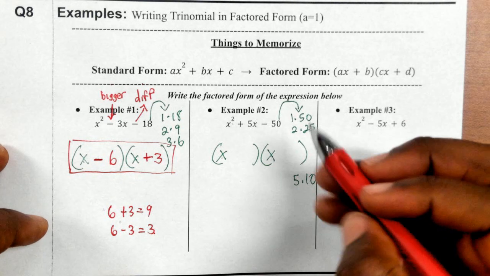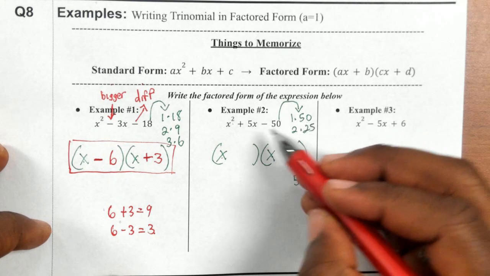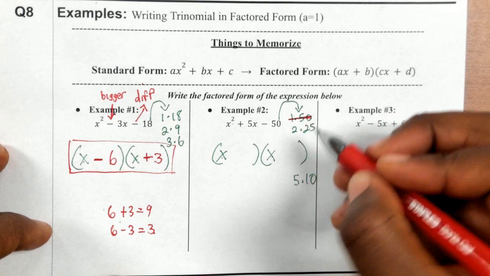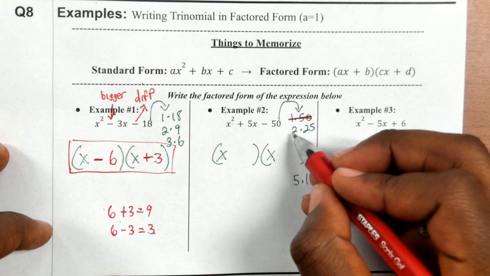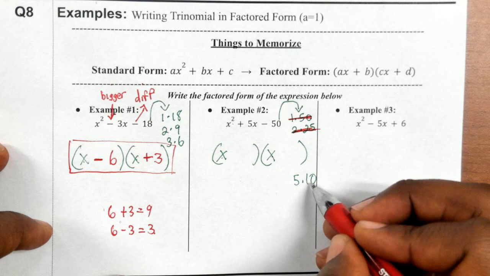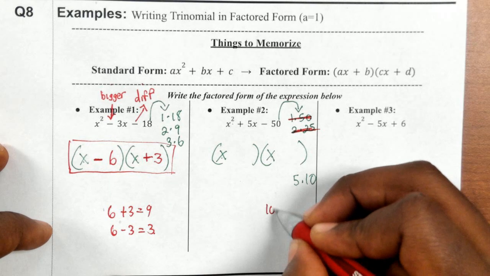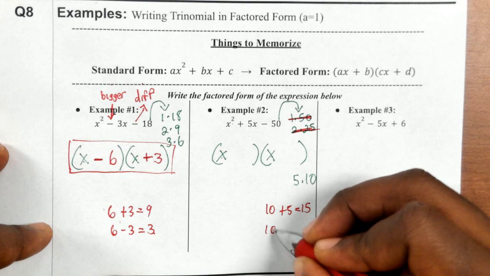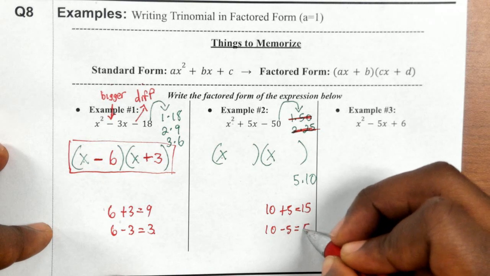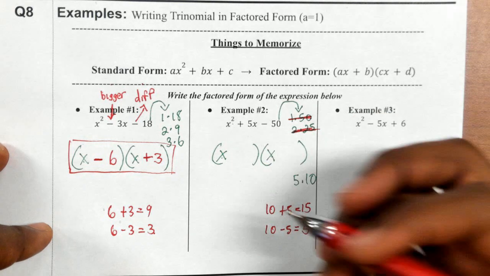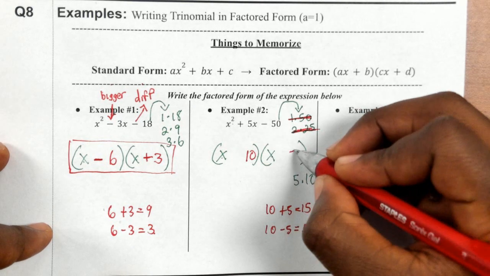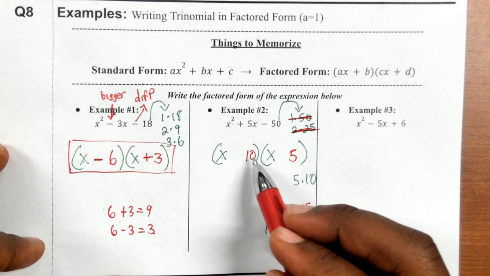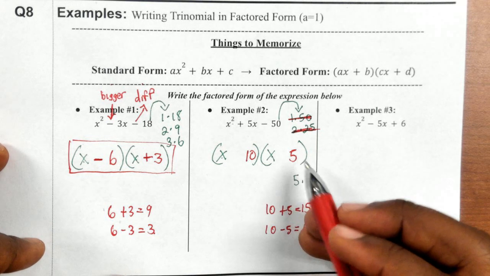Now I need to figure out which one would add or subtract to give me 5. 1 and 50 would not work. 2 and 25 would not work. 5 and 10 would. Because if we did 10 plus 5, even though that gives me 15, 10 minus 5 is 5. And we needed 5. So I'll put the 10 and the 5. Does it matter where I put the numbers? No. What matters is the signs.